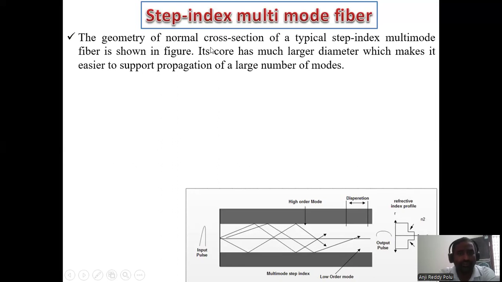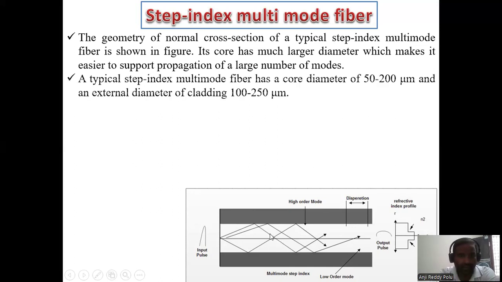Okay, the geometry of normal cross section of a typical step index multimode fiber is shown in figure. This is the diagram. Its core has much larger diameter, which makes it easier to support propagation of a large number of modes. Compared with single mode optical fiber, this multimode optical fiber core diameter is larger because here we have to send more number of light rays. A typical step index multimode fiber has a core diameter from 50 to 200 micrometers, and an external diameter of cladding is 100 to 250 micrometers.